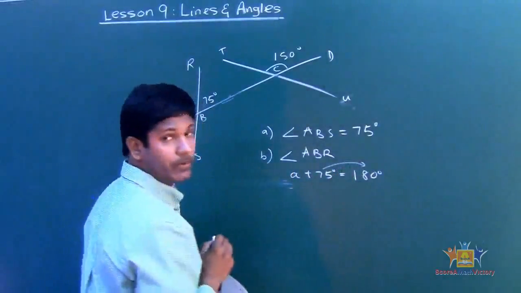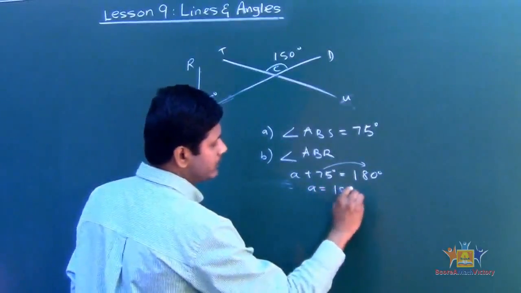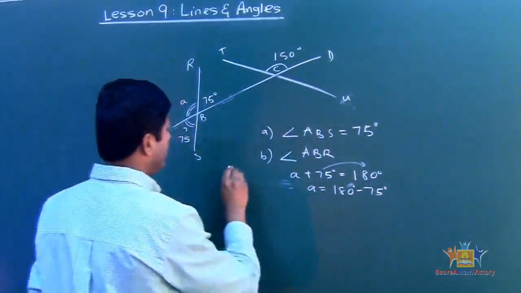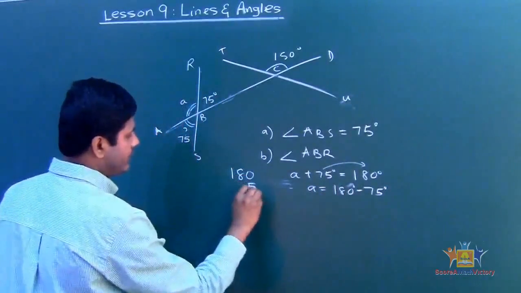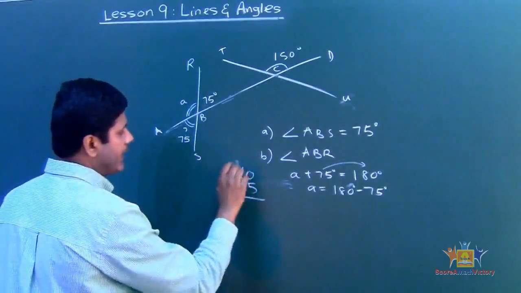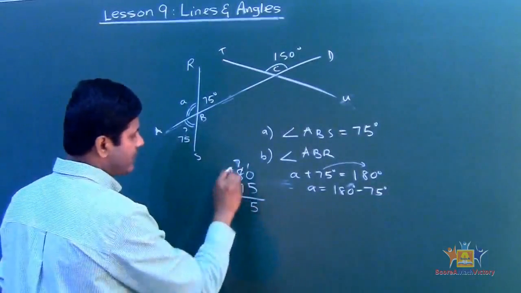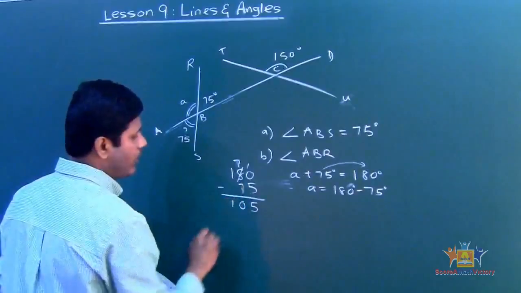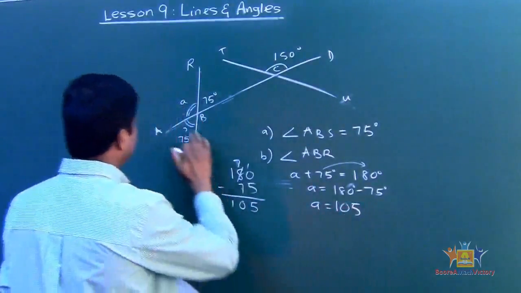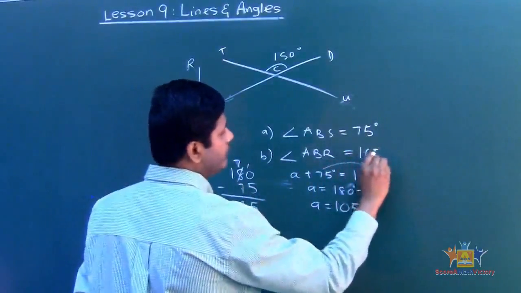75 has to cross the bridge. Addition becomes subtraction, then line them up. So 180 minus 75: 0 minus 5, I cannot borrow from 8. 8 becomes 7, 0 becomes 10. 10 minus 5 is 5. 7 minus 7 is 0. Bring 1 down. That means A equals 105, which is also angle ABR, 105 degrees.